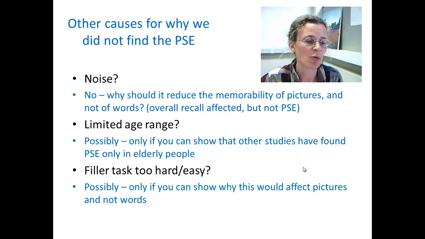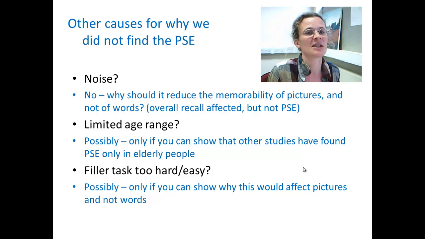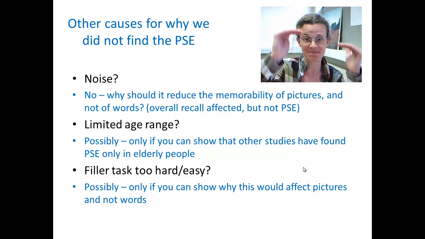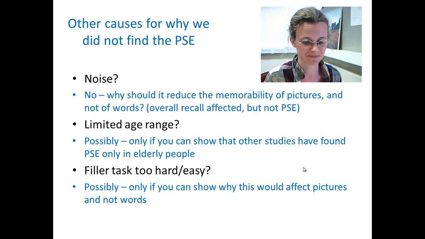It could be a cause, but you have to show how that would affect pictures and not words. You can't just say it was too easy, full stop. So they could have rehearsed the stimuli. Yeah, but they could have rehearsed the pictures and they could have rehearsed the words. So why would that reduce the effect? So you need to explain everything you mention. Explain, explain, explain why you think it would eliminate the picture superiority effect.